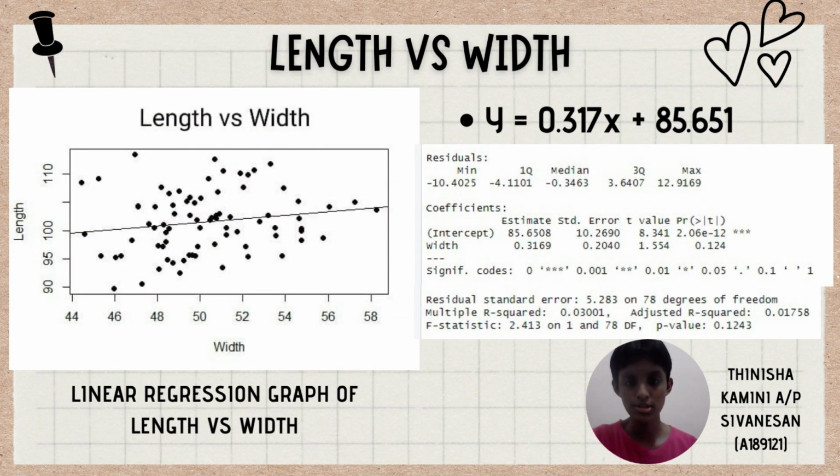Firstly, we used RStudio to plot the linear regression graph for length versus width based on the dataset. The plotted graph is shown on the slide. Using RStudio, we also managed to determine the residuals, coefficients, and significant codes of the dataset. Furthermore, we also determined the residual standard error, F-statistic, and p-value of the length versus width regression graph. As shown in the slide, the coefficients for the length versus width linear regression are positive. This shows that there is a relationship between the two parameters, length and width.